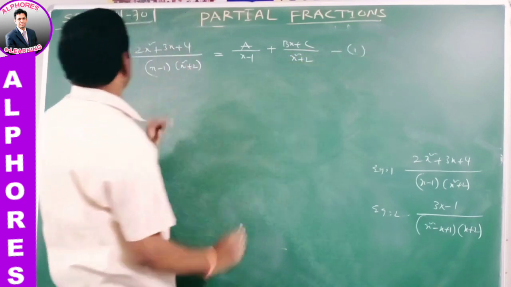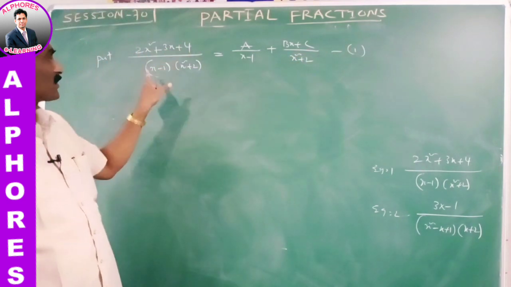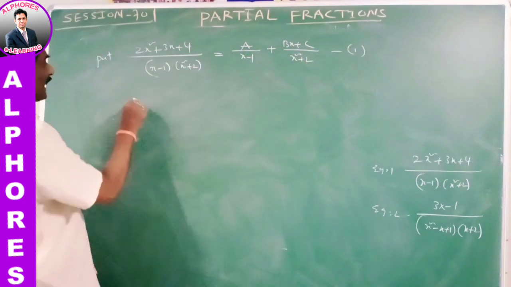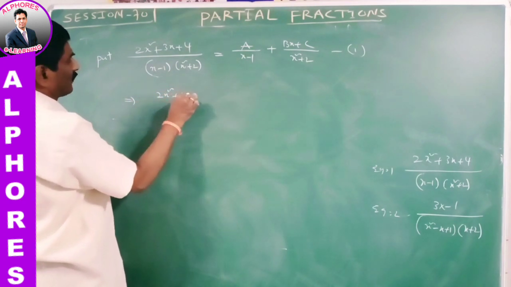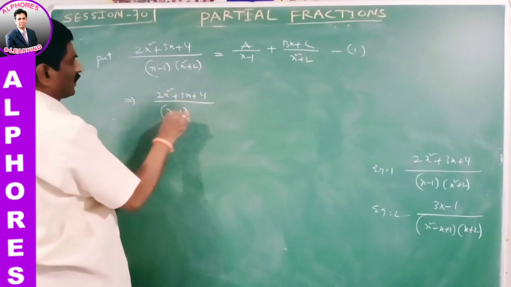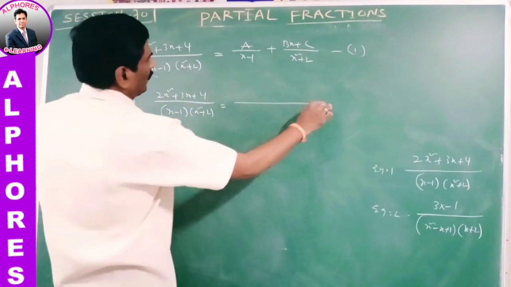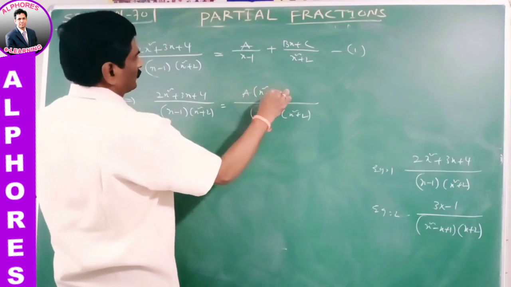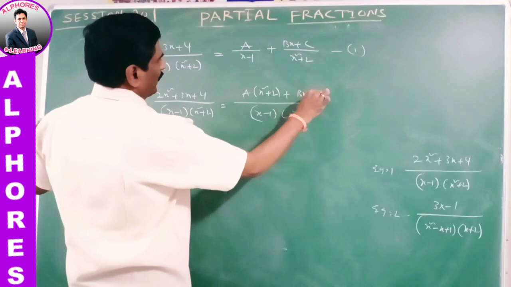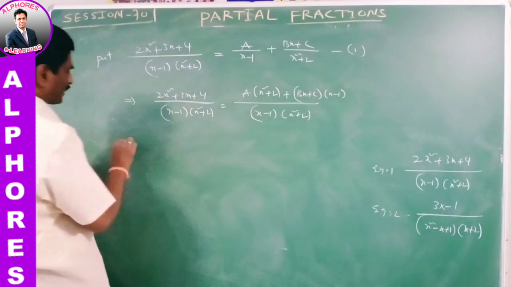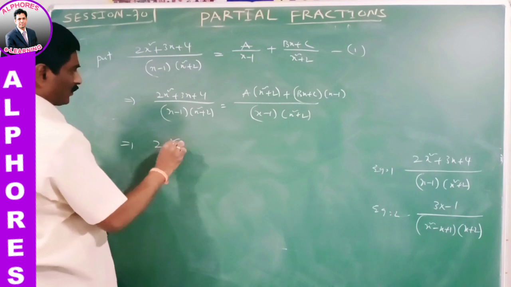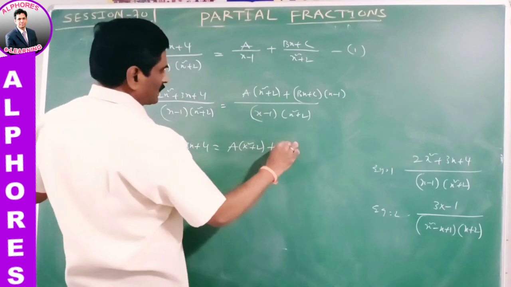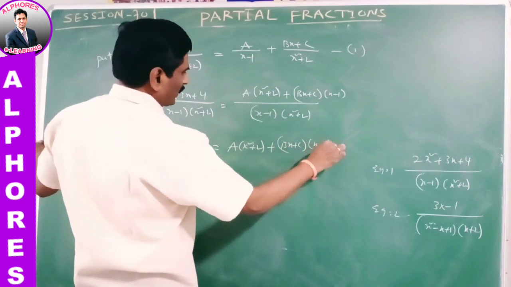Please write this: (2x square plus 3x plus 4) by (x minus 1) into (x square plus 2) is equal to a by (x minus 1) plus (bx plus c) by (x square plus 2). After LCM, it can be reduced: the LCM is (x minus 1) into (x square plus 2), so a of (x square plus 2) plus (bx plus c) into (x minus 1). By equating the numerator, denominators cancel. Equating the numerator: 2x square plus 3x plus 4 is equal to a of (x square plus 2) plus (bx plus c) into (x minus 1). It is equation number 2.